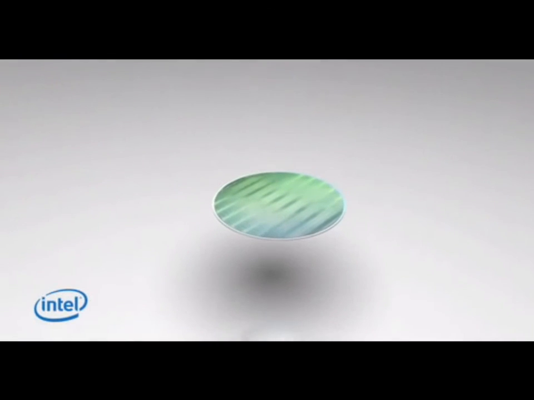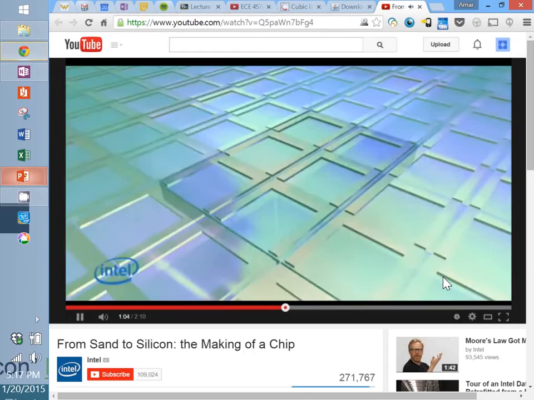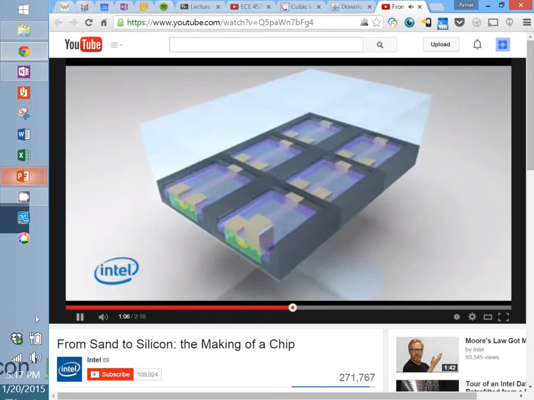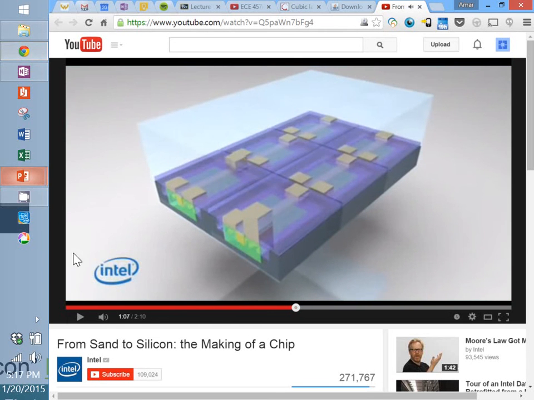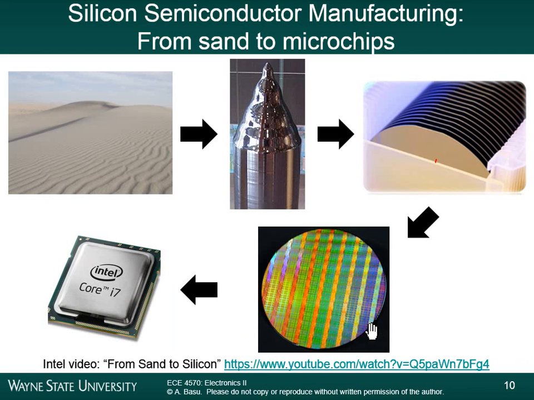I don't have time to go into all the details of this right now. I'm just showing you a glimpse of it so that you can get an appreciation for it. We may not get through all this material. We might come back to just the last few slides in a second. I want you to appreciate the process that processes silicon.